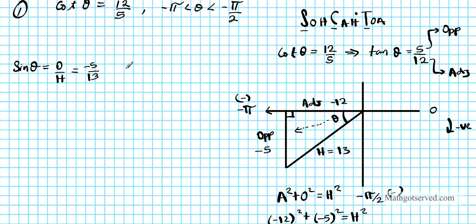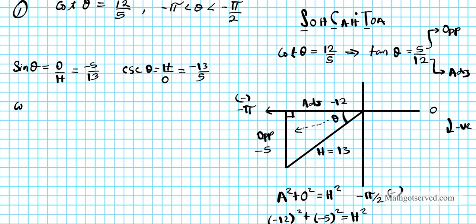The reciprocal of sine is cosecant. Cosecant theta is the hypotenuse over the opposite, so cosecant is going to be -13/5. Now for the next trig function, we're going to use CAH.